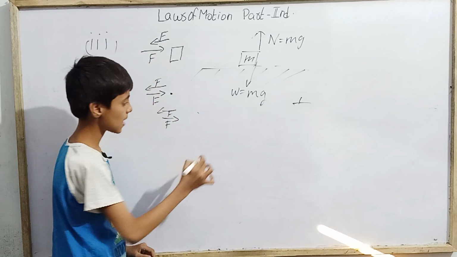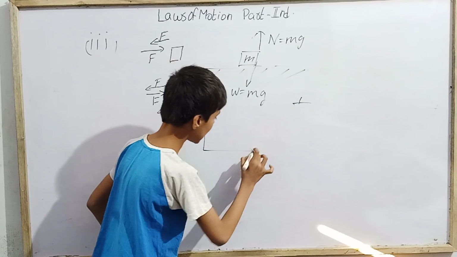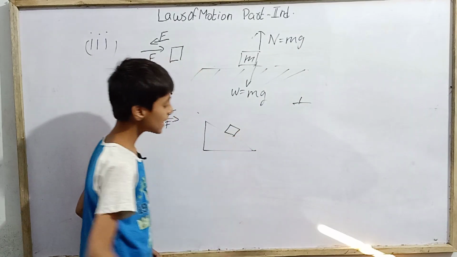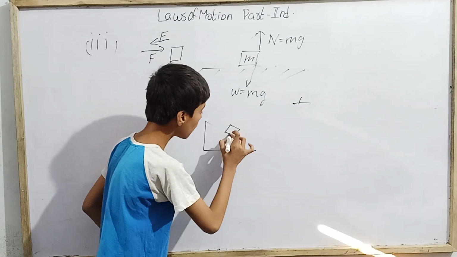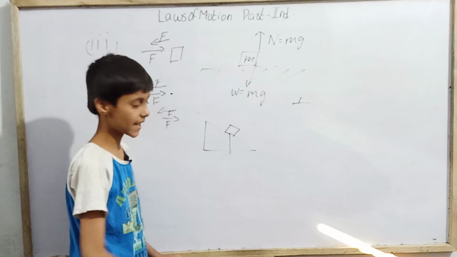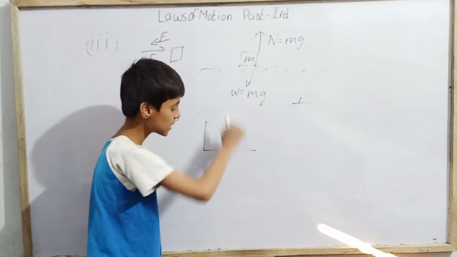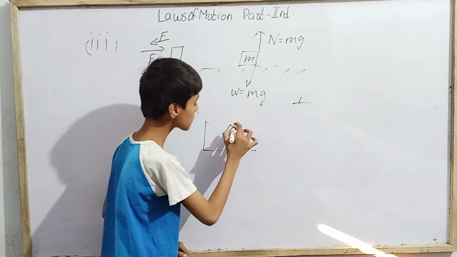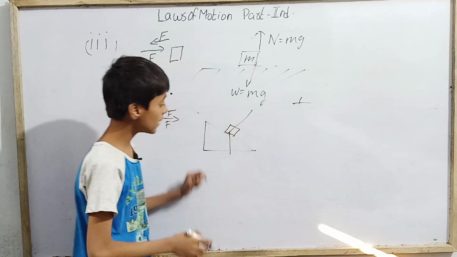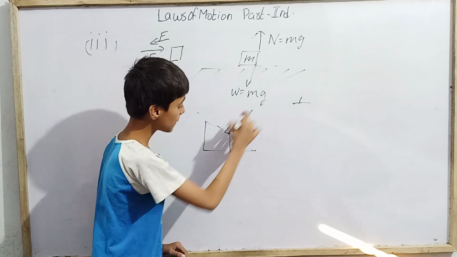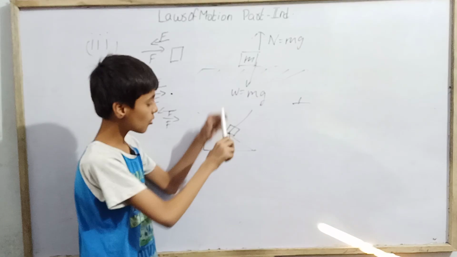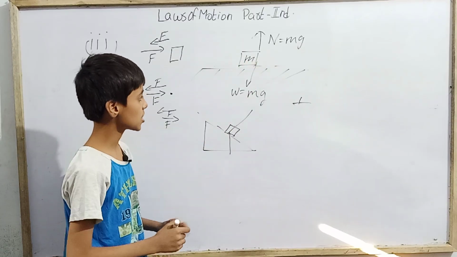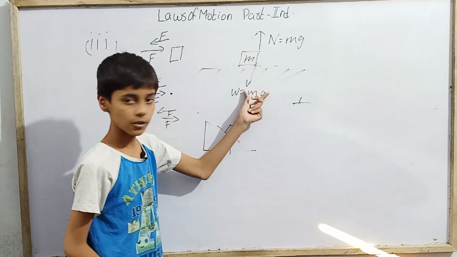Suppose I give you an example. Here is an inclined plane. I put the block here. So where is the weight of the block? The weight of the block will always be towards the negative y-axis. But where is the normal force? The normal force will be here this time, because where is the surface of contact? This, and then perpendicular to this. But weight is always towards the negative y-axis. So in this situation, N equals mg, W equals mg.